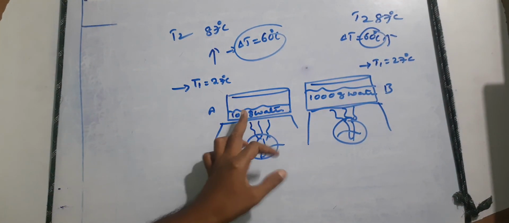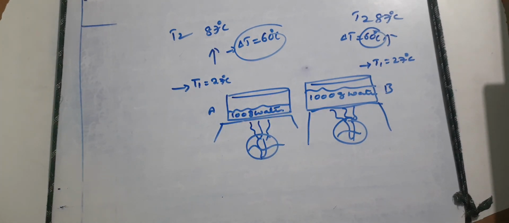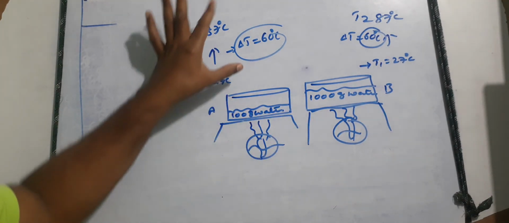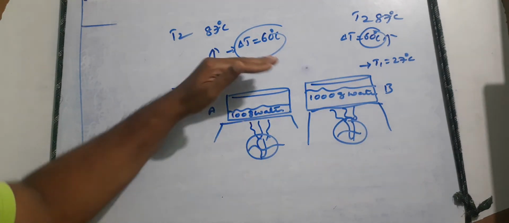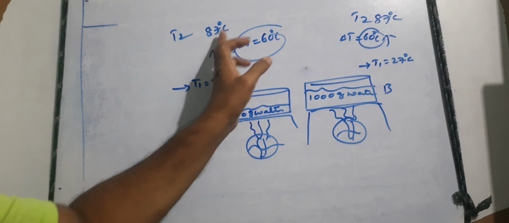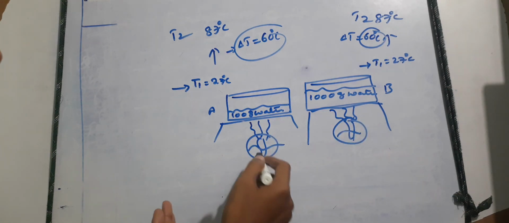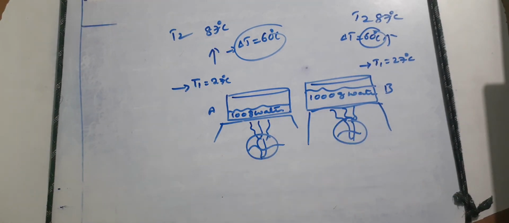But A has only 100 grams of water, B has 1000 grams of water. So the masses are different, their initial temperatures are equal, and we want to raise their temperature up to the same level, 87. Now we begin heating with the same heating devices producing the same flame.